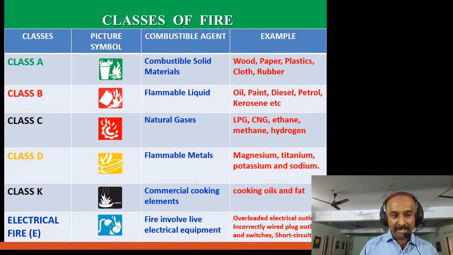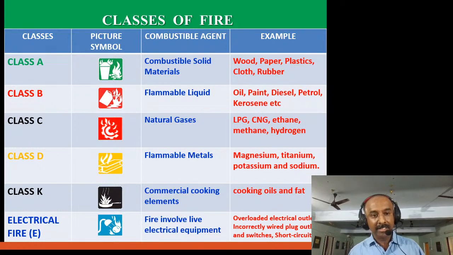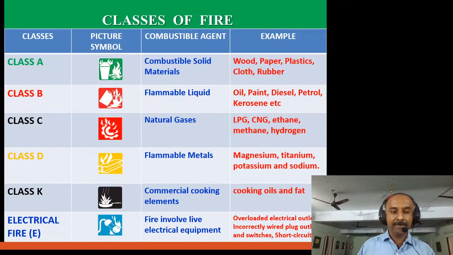In some other standards, it is also called a Class C fire, with Class B including the flammable liquids and natural gases. An electrical fire involves live electrical equipment, such as an overloaded electrical outlet, incorrectly wired plugs, outlets and switches, or a short circuit. But one thing we should remember: when the appliance or component is disconnected from the fire source, this fire may be considered a Class A fire. So these are the five different classes of fire.